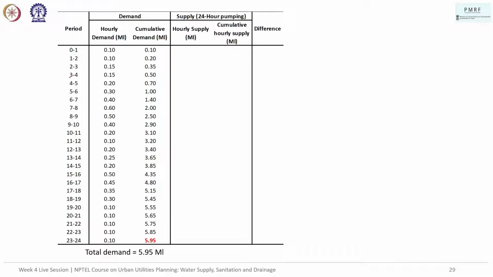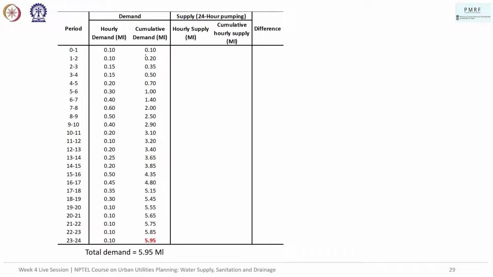So this is essentially what is given in the problem. These are the time periods 0 to 1, 1 to 2. So 0 to 1 is like 12 a.m. to 1 a.m., 1 a.m. to 2 a.m., till 23 hours, 11 o'clock to midnight, right? So this is our hourly demand. And mind you, again, it's not a percentage, they've given us the value, right?